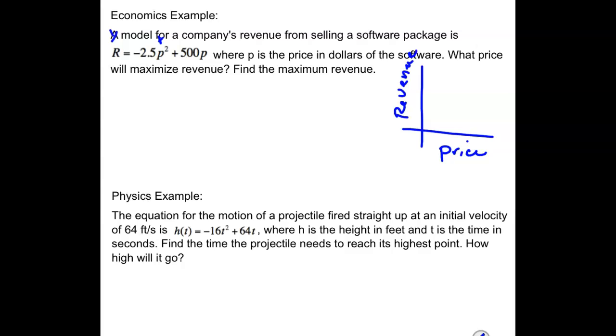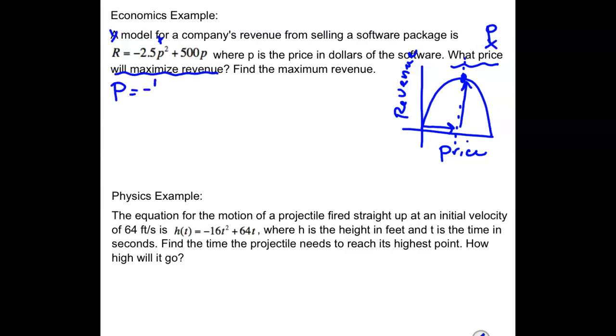Okay? So the first question says, what price, so what x value, or in this case p, they used p for price, what price will give us the maximum revenue? Well, my highest revenue is going to be at the vertex. Since my parabola has a negative a value, we know that it's going to be upside down, and we're looking for this point. So we need to find our vertex. We need to find our price and then how much revenue we make.